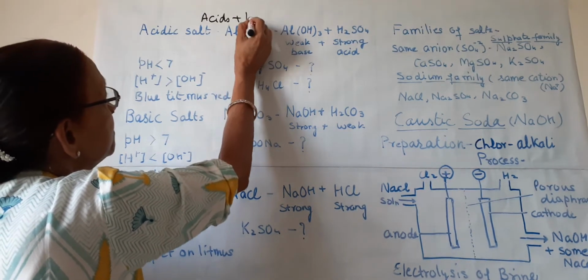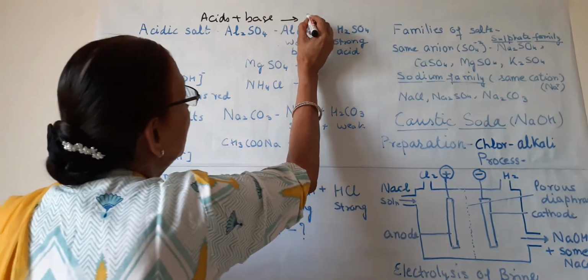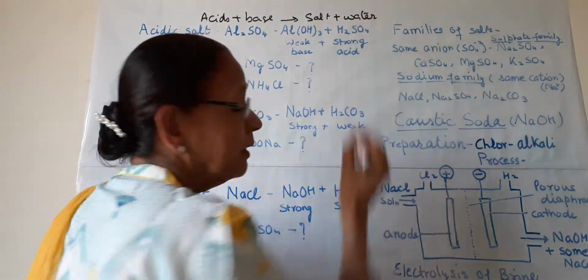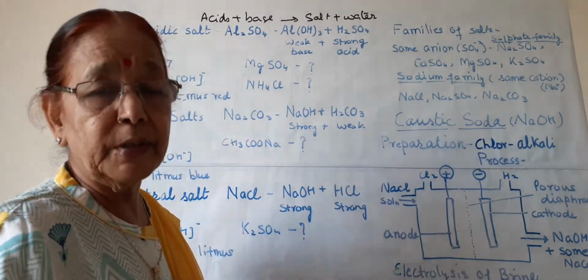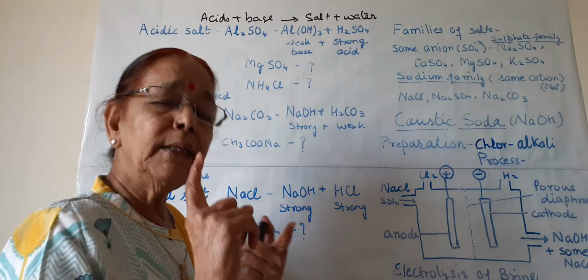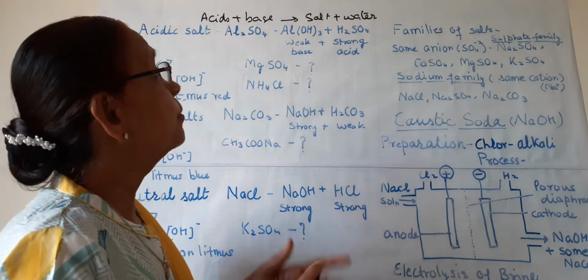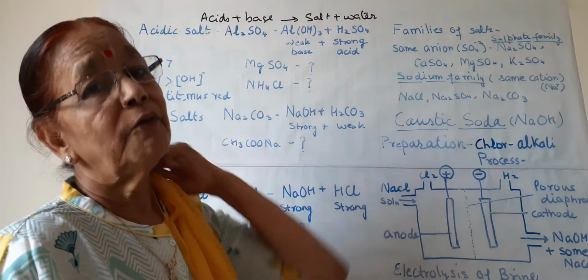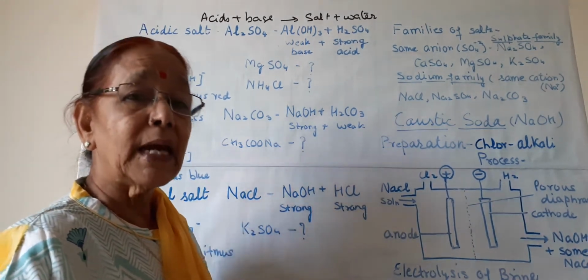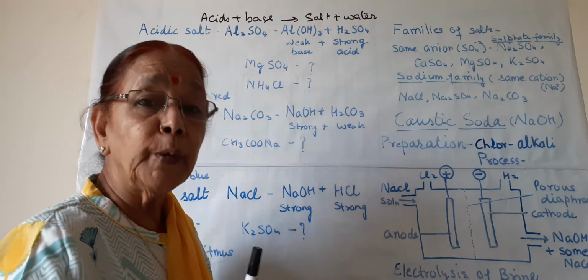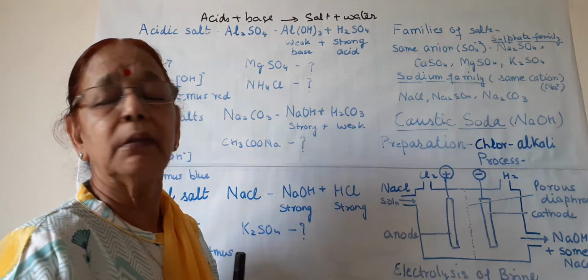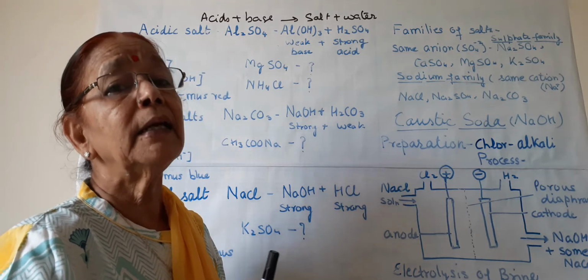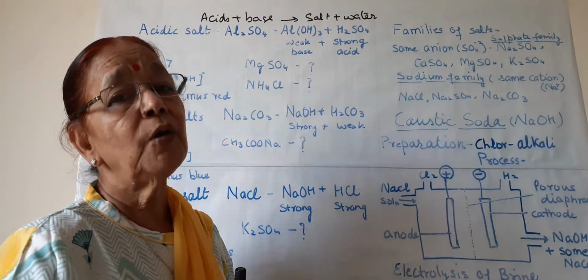Acids plus bases, when they react together, form salt and water, and this reaction is a neutralization reaction. This I have told you in acids also, in bases also. So salts are prepared when acids and bases react together and water is formed in the reaction. Secondly, these salts are ionic compounds. That is, in solution, they give anions and cations and they can conduct electricity as ions are formed.